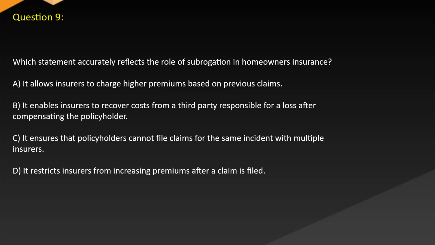Question 9. Which statement accurately reflects the role of subrogation in homeowners insurance? A. It allows insurers to charge higher premiums based on previous claims. B. It enables insurers to recover costs from a third party responsible for a loss after compensating the policyholder. C. It ensures that policyholders cannot file claims for the same incident with multiple insurers. D. It restricts insurers from increasing premiums after a claim is filed.